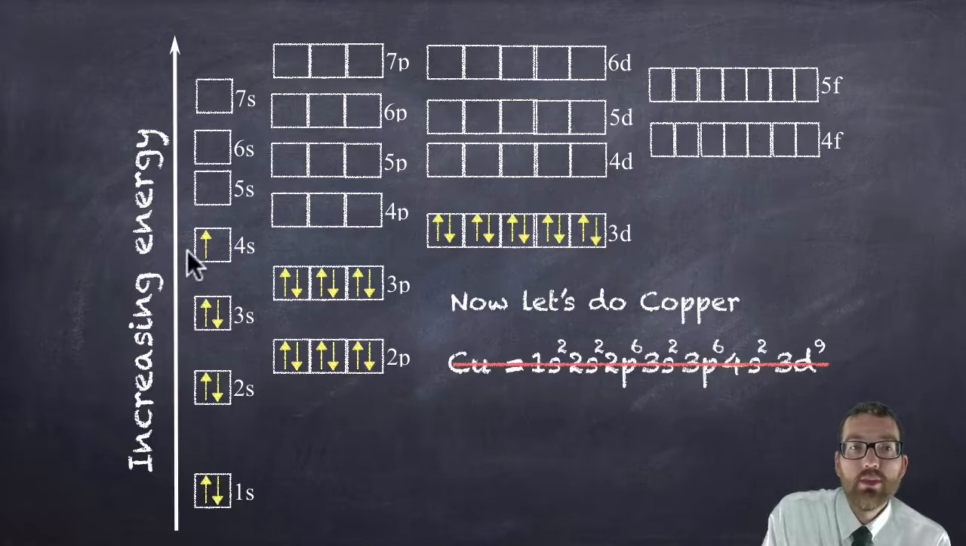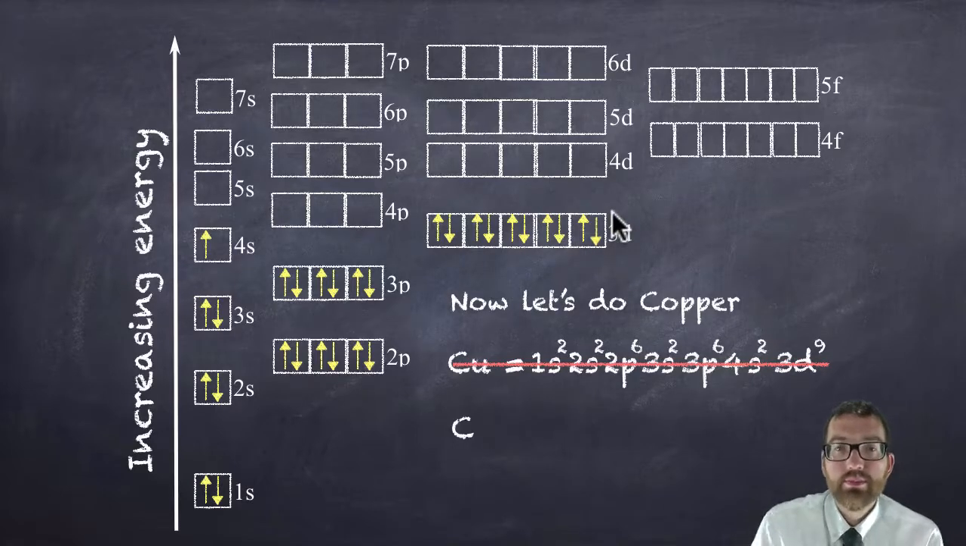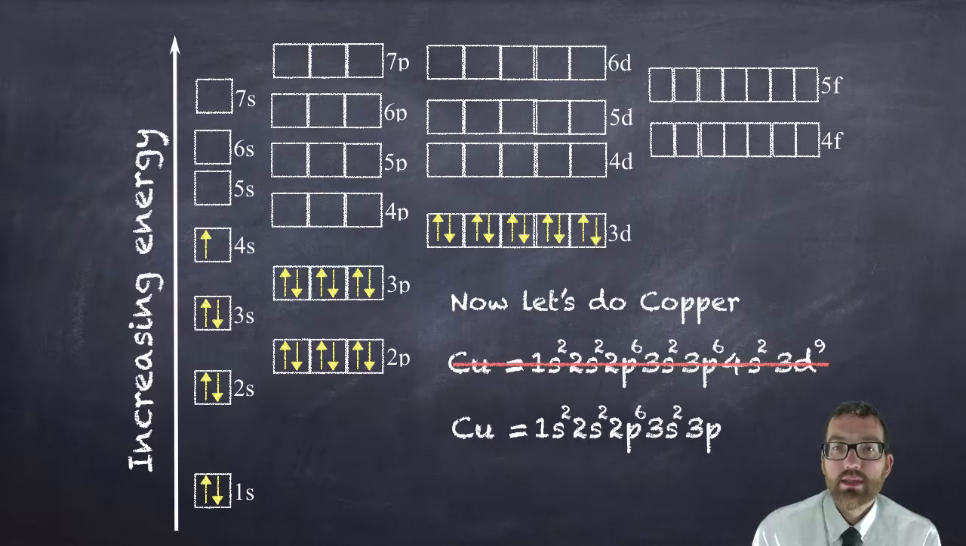That leaves us with a half-filled s, remember s can hold 2 and it's now holding 1, and a completely filled d sublevel. So copper's configuration actually is 1s2, 2s2, 2p6, 3s2, 3p6, 4s1, and 3d10.